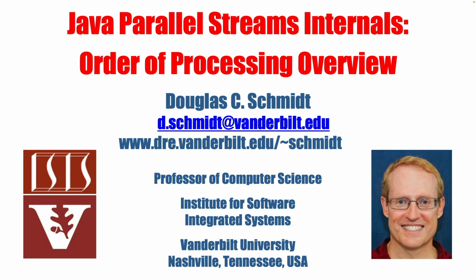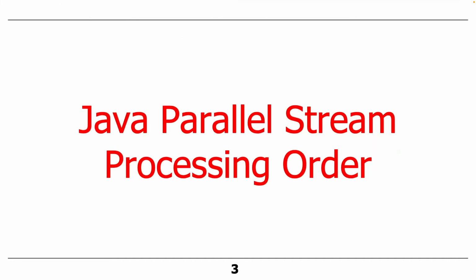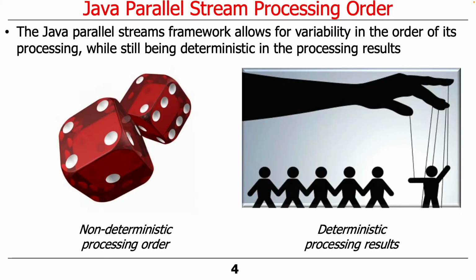Now that we've talked about the overall concepts of splitting, combining, and applying, let's talk about the order of processing in the apply phase. So we're going to zoom in on how things are ordered when processing is done in the apply phase. Now this is very interesting.